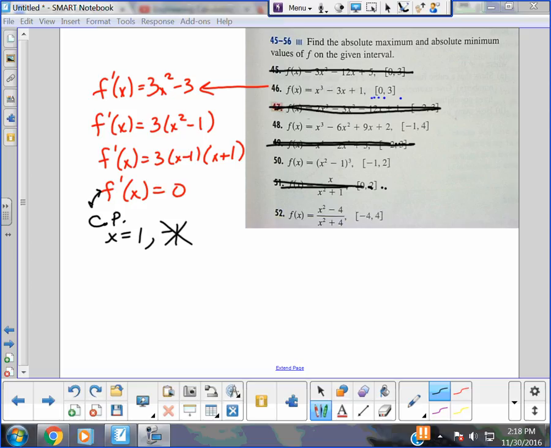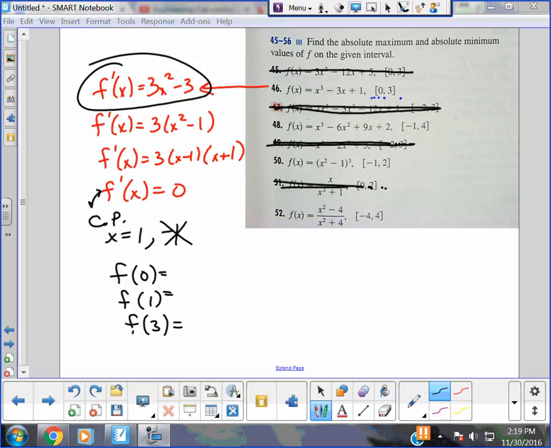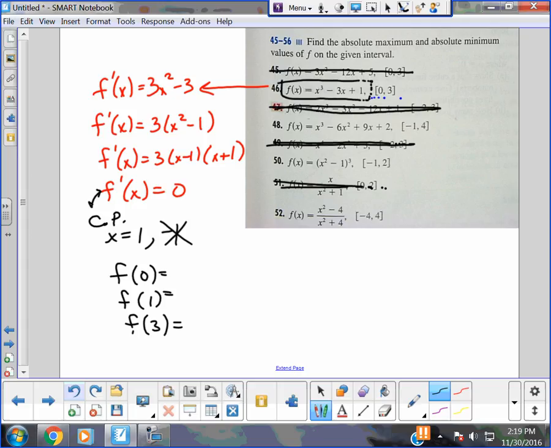Now, what do we have to check? We have to check the two endpoints and the one critical point. So I have to check f of 0, f of 1, f of 3. This is where students make a lot of mistakes, because they decide to go to this. This is not f. That is the derivative. That tells us the slope. I actually want to know the max and min values. So we have to plug back in to the actual function here.